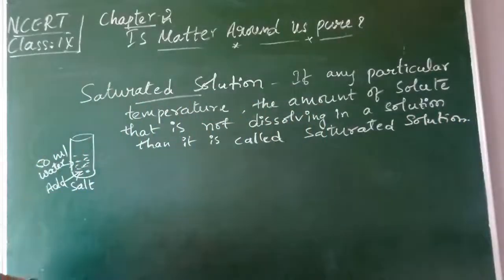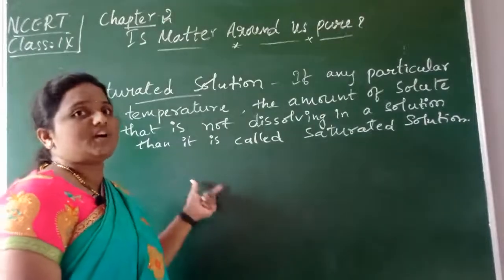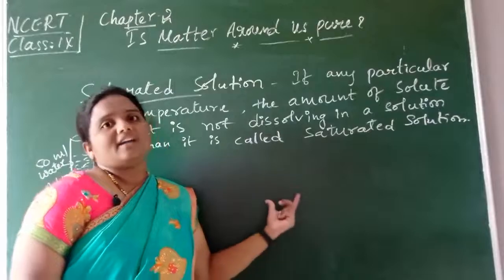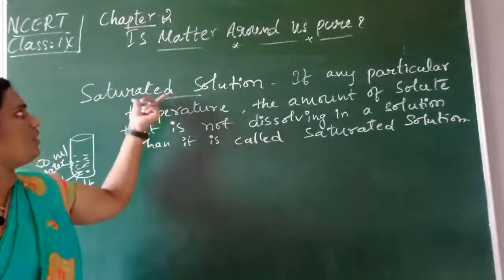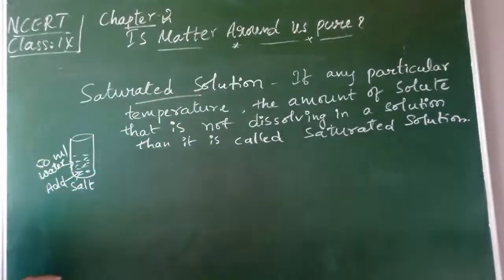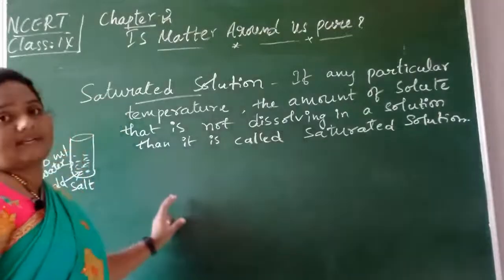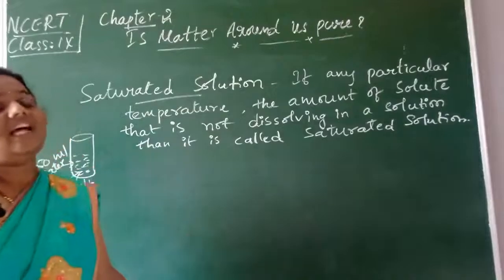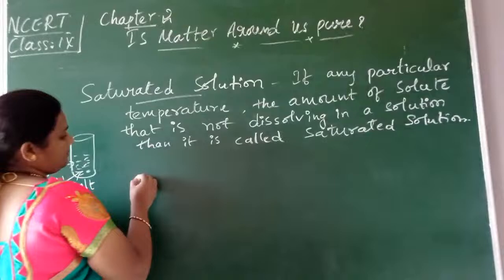In other words, simply we can say that at one particular temperature, if the amount of a solid is not going to dissolve in a given solvent for any kind of solution, then we will call it a saturated solution. Suppose the amount of solute present is less than the saturation level, then it is called an unsaturated solution.